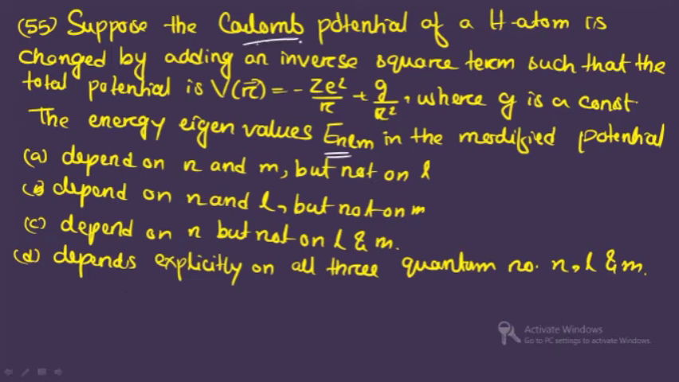So here it is said the Coulomb potential of the hydrogen atom is changed by adding an inverse square term, that is the perturbation term, G by r². G is a constant. You have to just see the dependency of E on n, l, m in the modified potential. So for this you see what is given to us. The potential is minus Ze² by r. The perturbation term which is added is G by r². G is the constant term here.